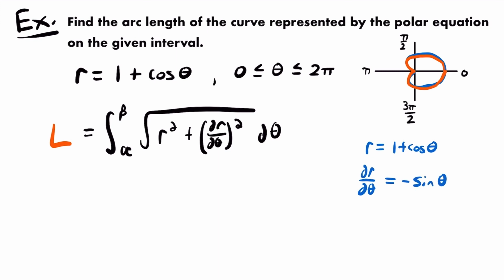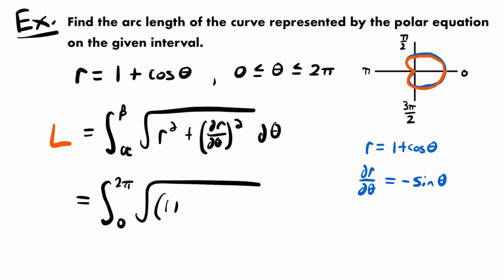All right, so now let's set up our definite integral. This will be equal to the integral from 0 to 2 pi. Those are our bounds of integration. And then we'll have the square root of r squared, so we'll have 1 plus cosine theta squared plus dr d theta squared, so we'll have negative sine theta squared times d theta. All right, so now what we want to do is square this quantity and square negative sine theta, and then work on simplifying the contents of this square root so that we can then integrate it.